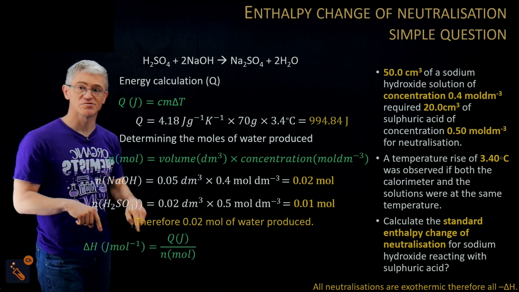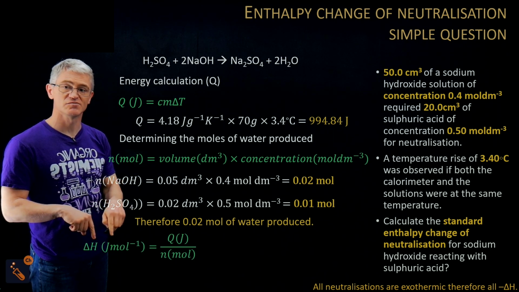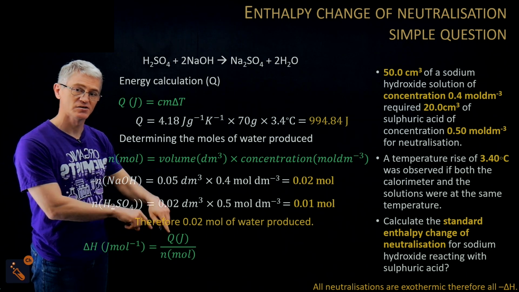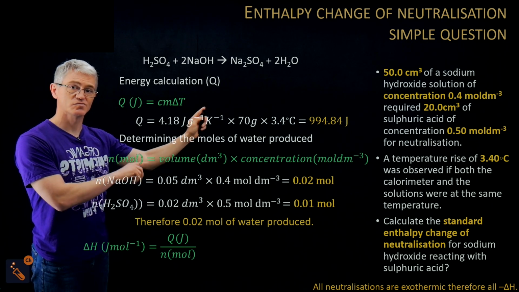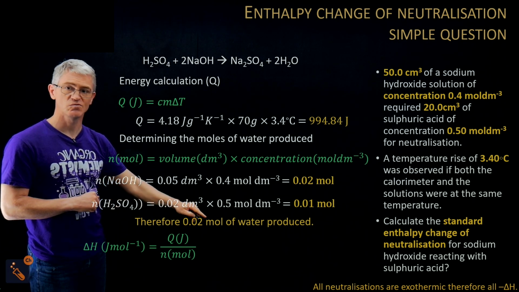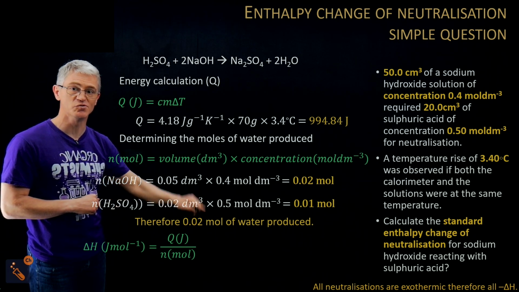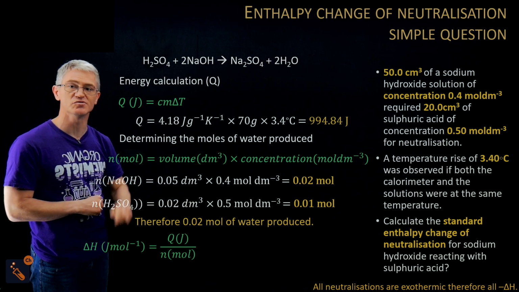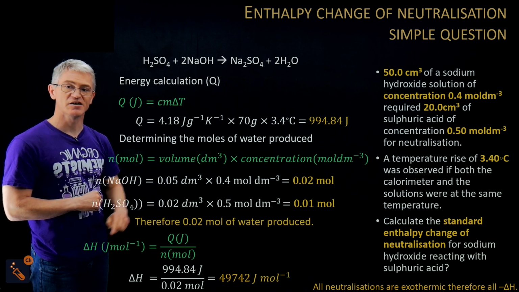Then we do our final thing, is work out our delta H. Remember, it must be negative in the end. And we do the Q, which is 994.84, divided by the number of moles of water. Really important, of water, because it's neutralisation, so 0.02. And then you get a beautiful answer like this.